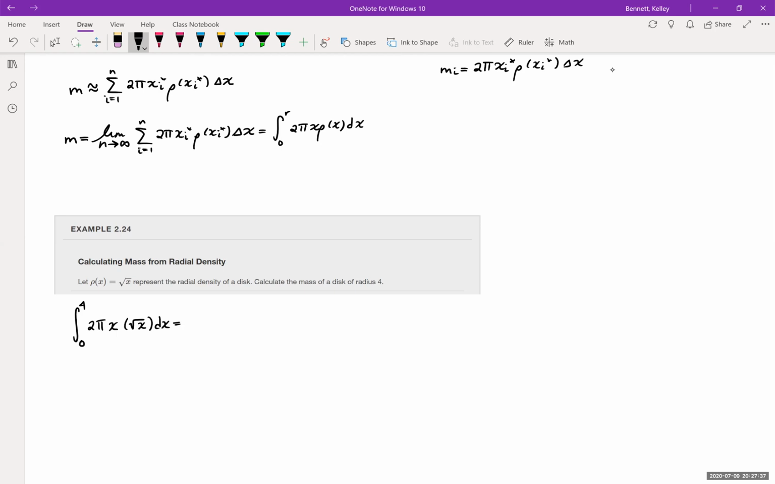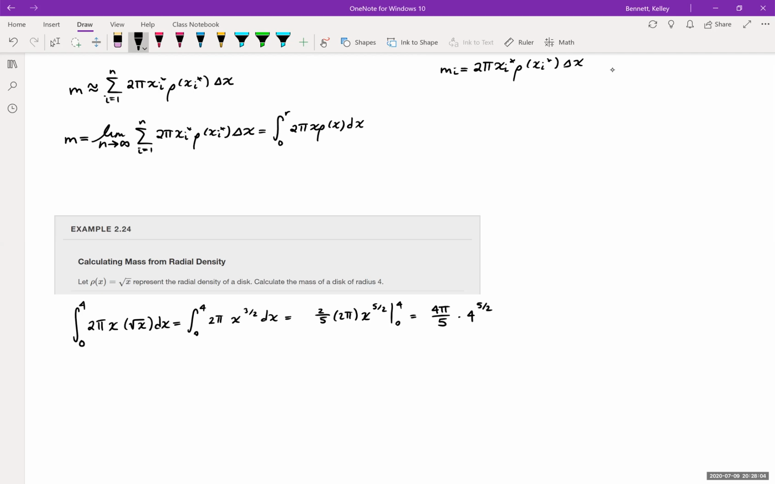And this is another really straightforward integration. Simplifying the integrand a little bit, we're going to end up with x to the 3/2 dx. So we should get 2/5 times 2 pi times x to the 5/2 from 0 to 4. So this is just going to be 4 pi over 5 times 4 to the 5/2.